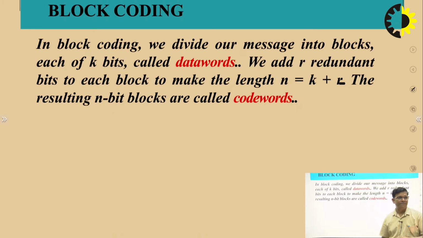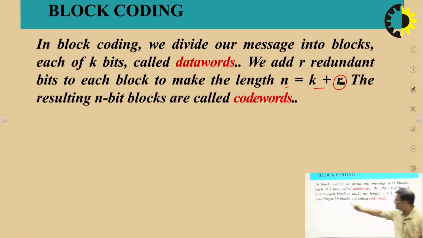So block encoding. We divide our message into blocks, each of k bits, called data words. We add r redundant bits to each block and make the length n equal to k plus r, where r is the number of redundant bits.